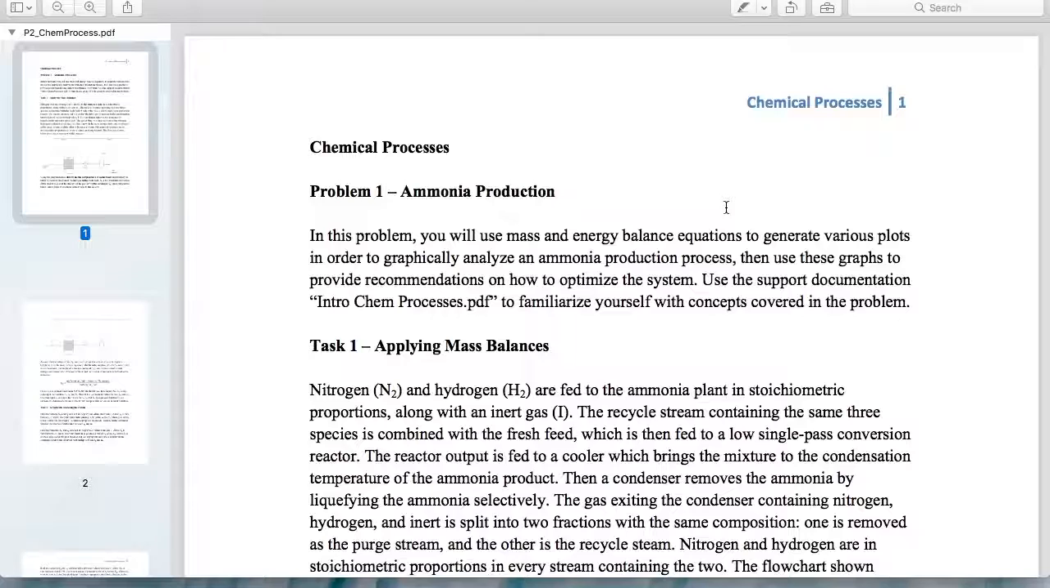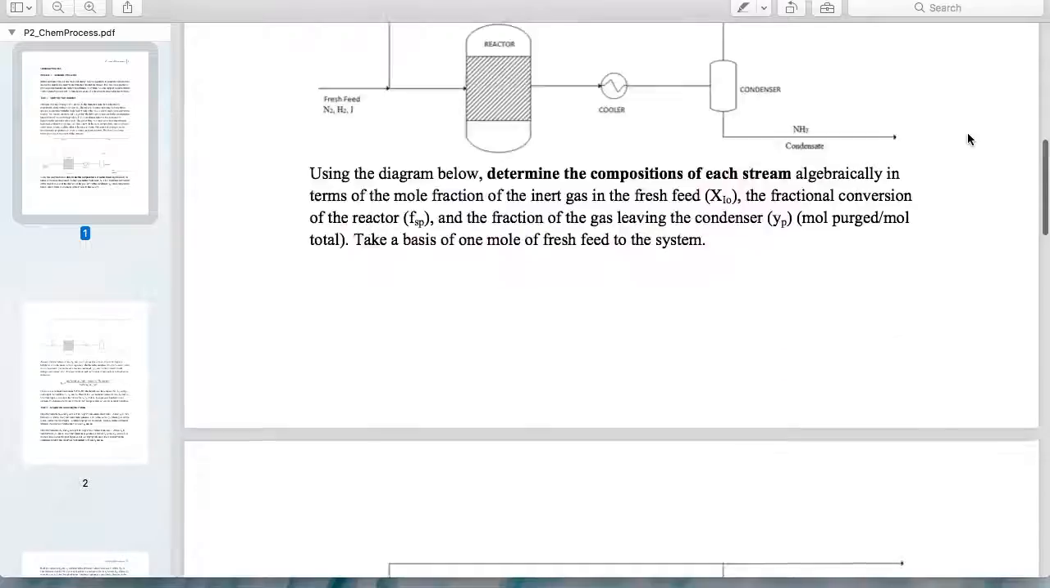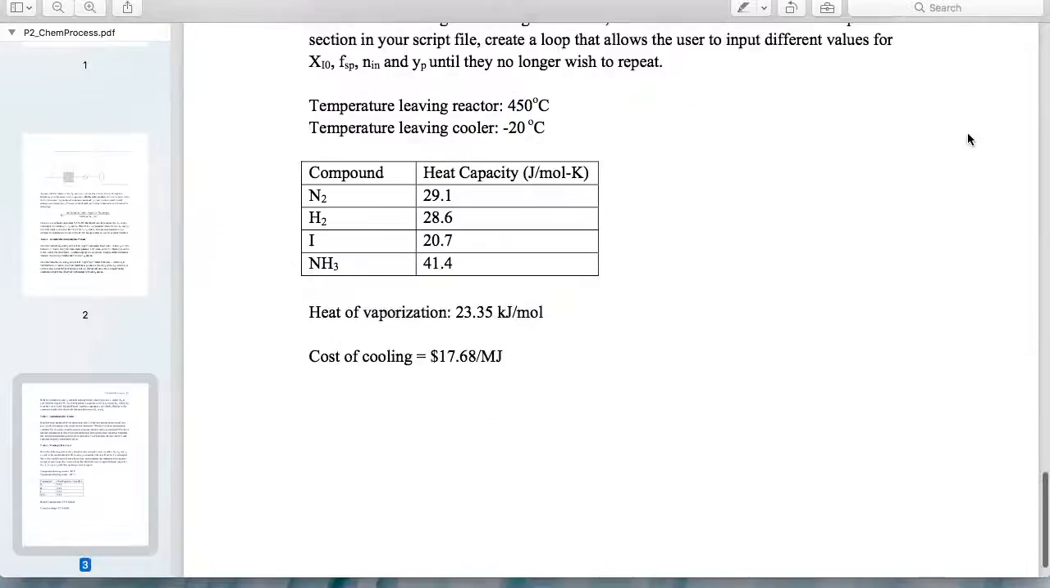So we're going to look at the ammonia production problem. Ammonia is widely used as an industrial refrigerant. Ammonia is also used in the rubber industry for the stabilization of natural and synthetic latex to prevent premature coagulation. So our problem today is going to ask us quite a few different things, and we're going to take it step by step and solve the equations.